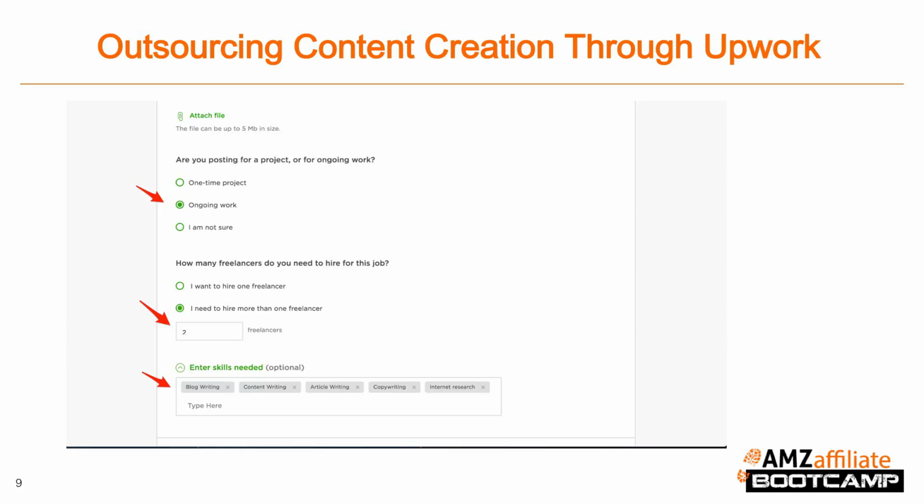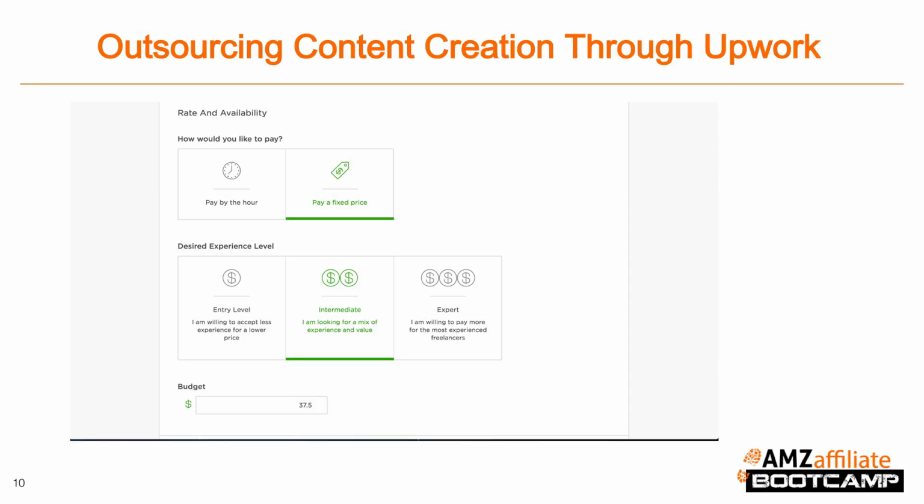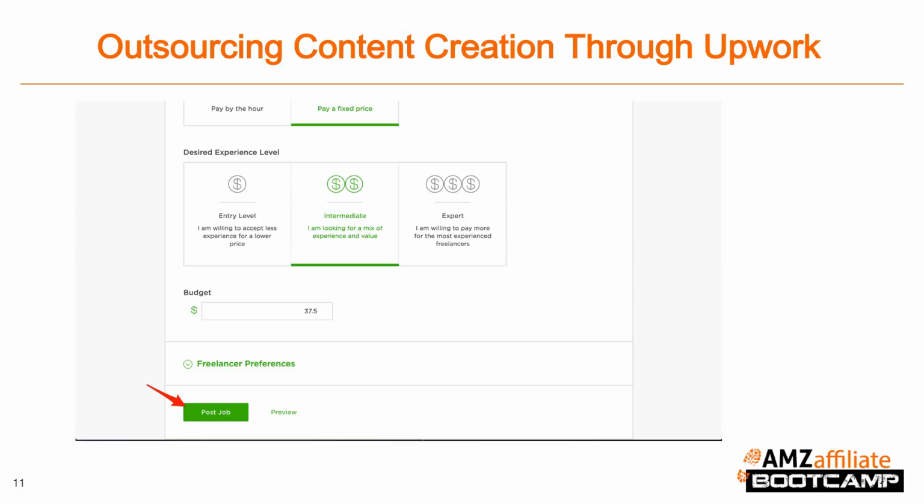Then you need to enter the skills needed for the position. So for this example, we have blog writing, content writing, article writing, copywriting, internet research, the basic kind of skills you want your content writer to have. Next, on rate and availability, choose pay a fixed price for how would you like to pay. Choose intermediate for desired experience level, so we can get a mix of experience and value. And then under budget, enter a small amount, which is enough for 1 trial article. Then just click Post Job to finish the process.